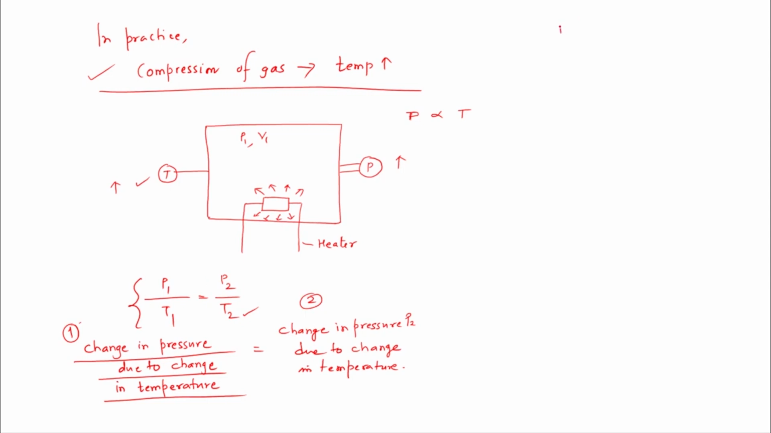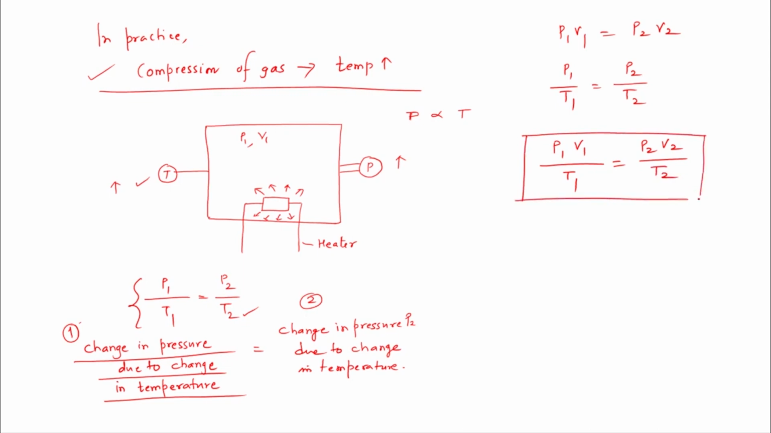We got two equations now. So P1 V1 is equal to P2 V2, and P1 divided by T1 is equal to P2 divided by T2. So let us combine these two equations and we are getting P1 V1 divided by T1 is equal to P2 V2 divided by T2. So this is called the general gas law. This general gas law has been given by the scientist Boyle. So here we are calling the general gas law as Boyle's law.